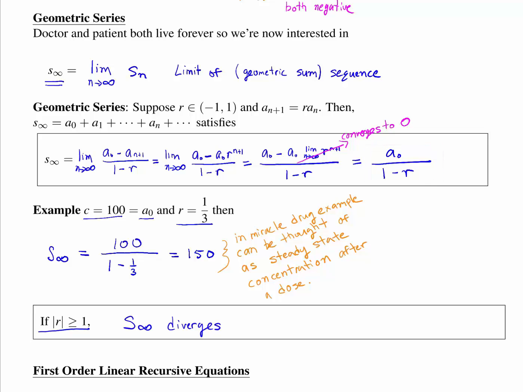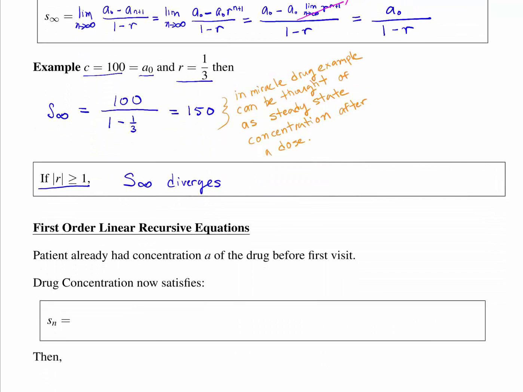So let's leave off with first order linear recursive equations. Well, apparently the patient already had concentration A of the drug, which had been administered by a different, recently deceased doctor. The drug concentration in the patient now satisfies: the total concentration after n days, Sn, is equal to r times the total concentration after n minus 1 days, S_{n-1}, plus c, the new dosage. But it started not at c, but rather at S0 is equal to A, what was existing in the patient, plus c, what was added on day 0.